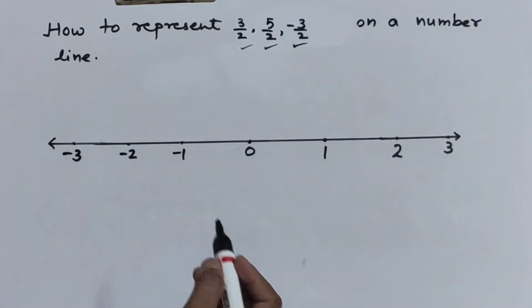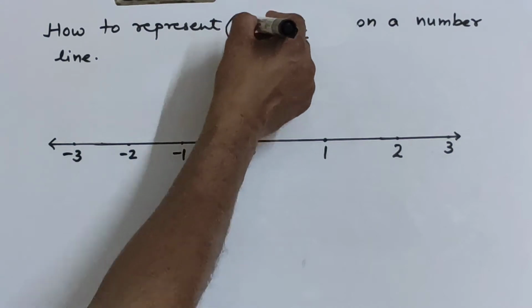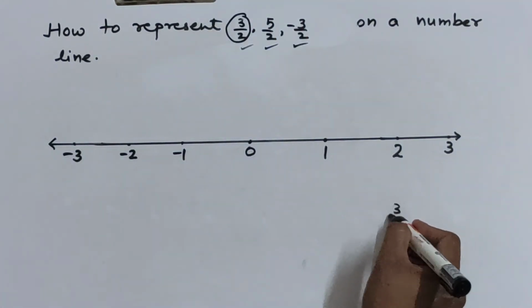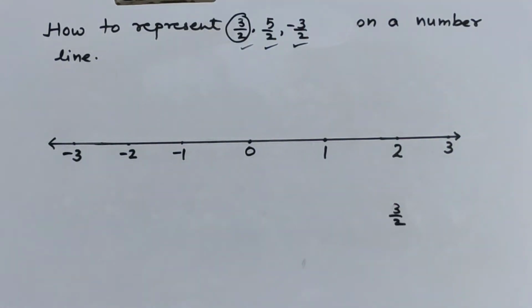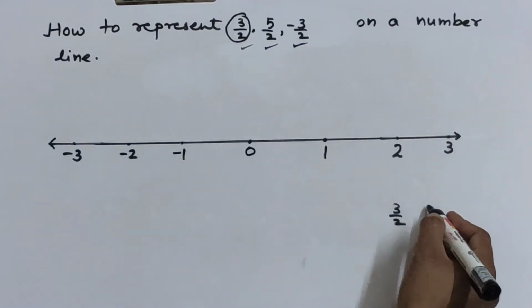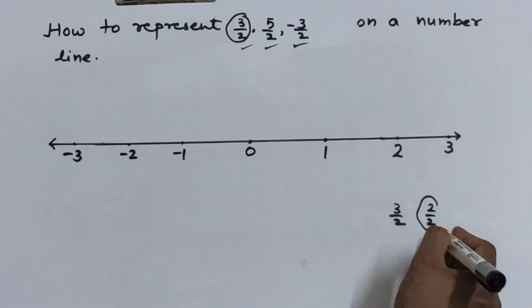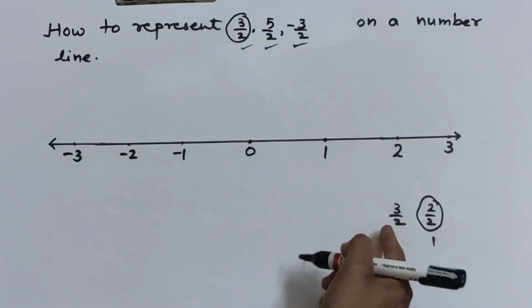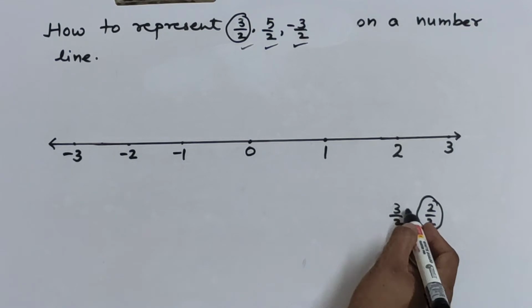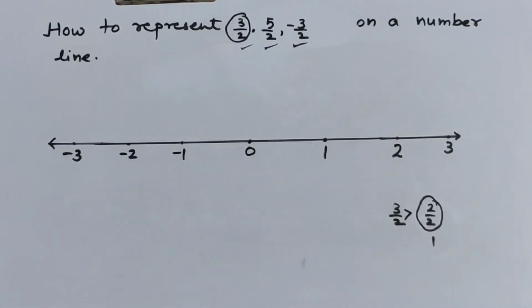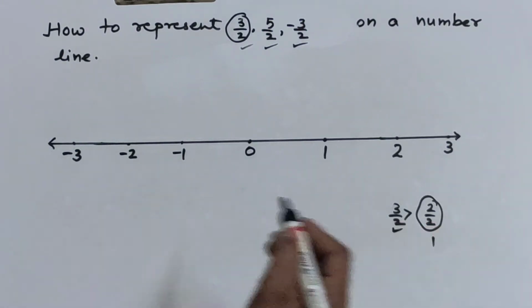So now first we will take here 3 upon 2, right? 3 upon 2. So the denominator of this fraction is 2, right? 2 upon 2 means 1, right? And you can see that 3 upon 2 is greater than 2 upon 2. Okay, so definitely this number is greater than 1.